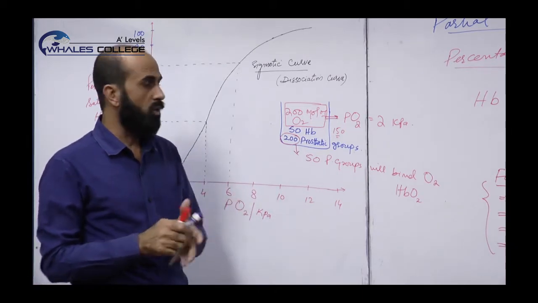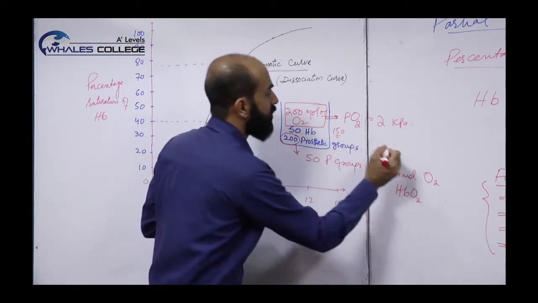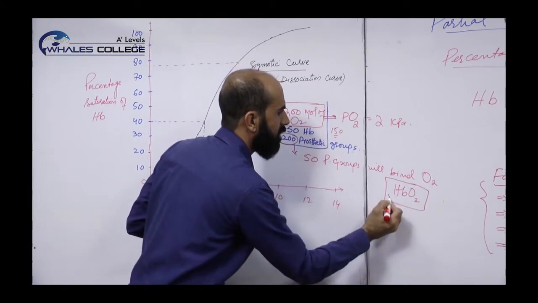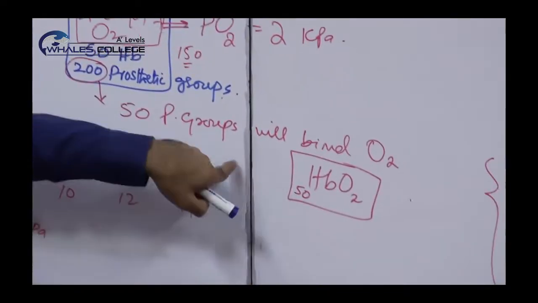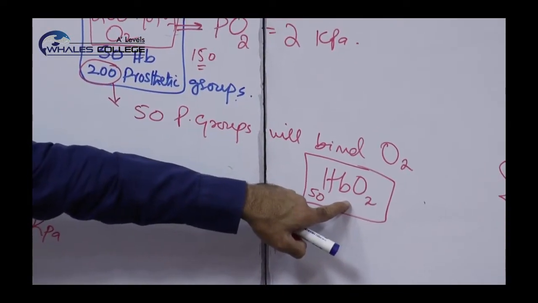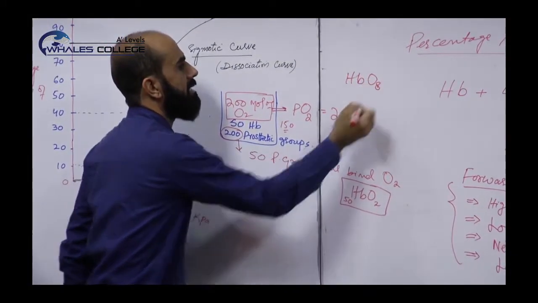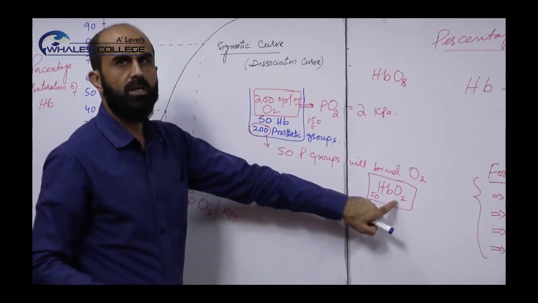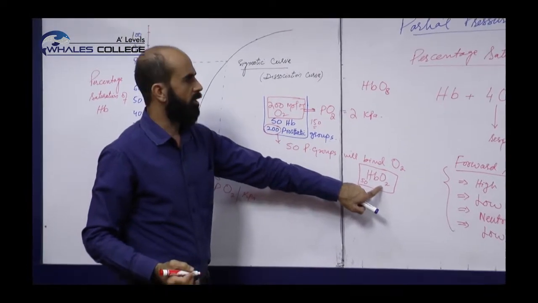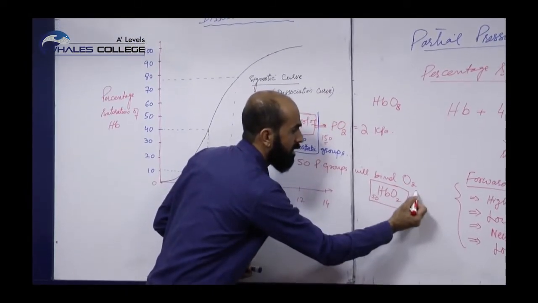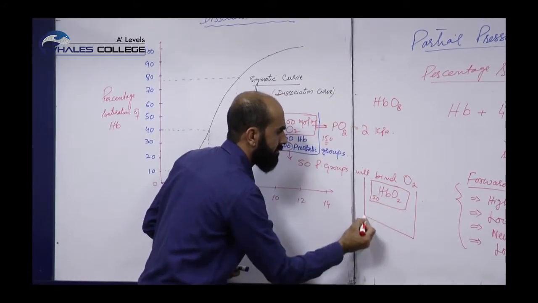Now what we are doing is that we transfer these 50 molecules, in which only one prosthetic group has been occupied. Instead of HbO8, we have just HbO2, because only one oxygen prosthetic group has been occupied, 50 molecules. And we put this hemoglobin in another container.